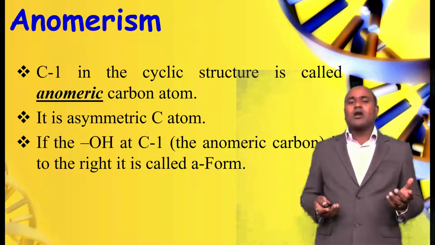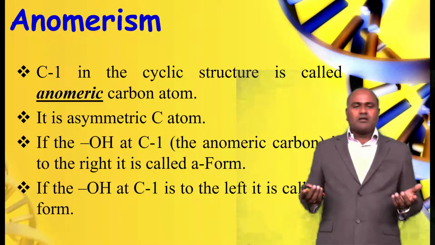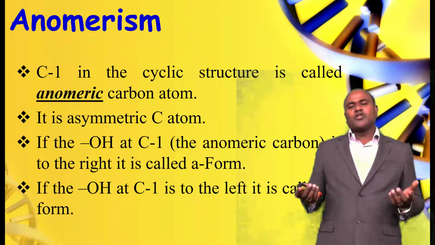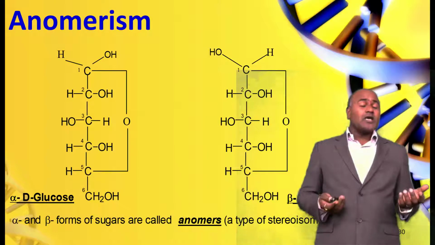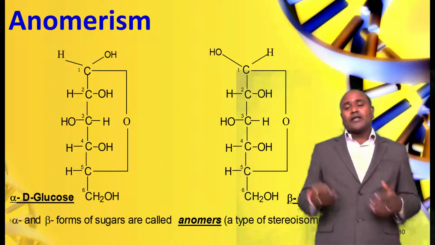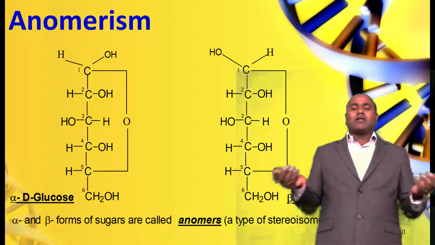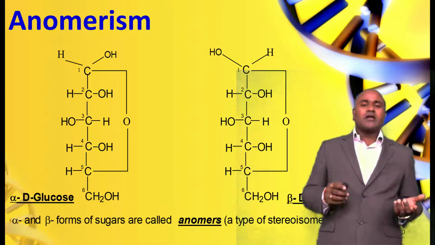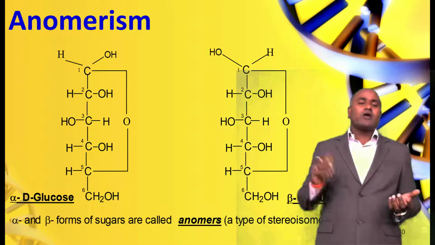If the hydroxyl group at the carbon 1 position is to the right side, it is called the alpha form. If the hydroxyl group at C1 is to the left side, it is called the beta form. So this is the structure of anomers. You can see here alpha D glucose and beta D glucose. Alpha and beta forms of sugars are called anomers. You can see the left side and the right side, and the carbon 1 position hydroxyl group.